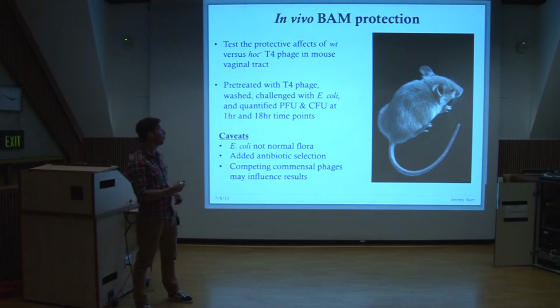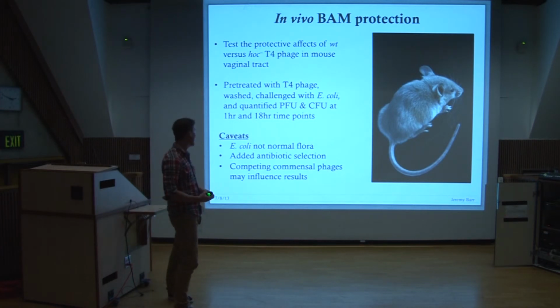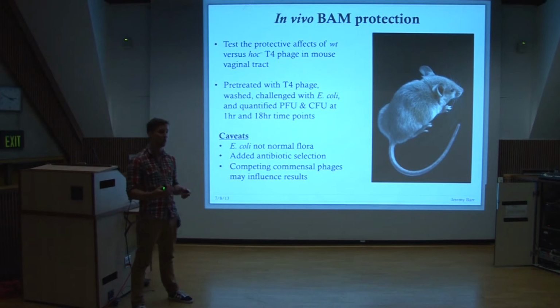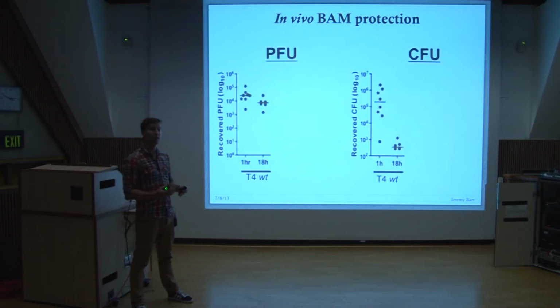E. coli is not normally present within the mouse vaginal tract normal flora. We do try and pre-screen the mice to make sure we're not selecting ones that do have E. coli present. We have added antibiotic selection pressures to our E. coli host. This may affect growth dynamics. And there could be any number of competing commensal phages that we're not aware of at the moment. However, we still did see some pretty exciting preliminary results.